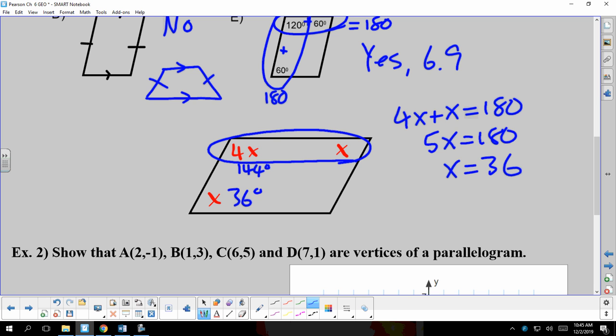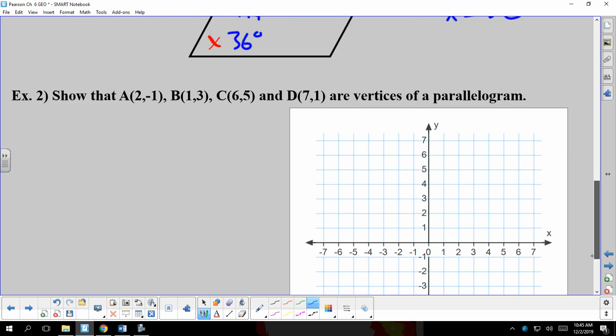All right, so take a second and graph these points. Label them and make sure you write the coordinates on the graph. Then we're going to discuss this.